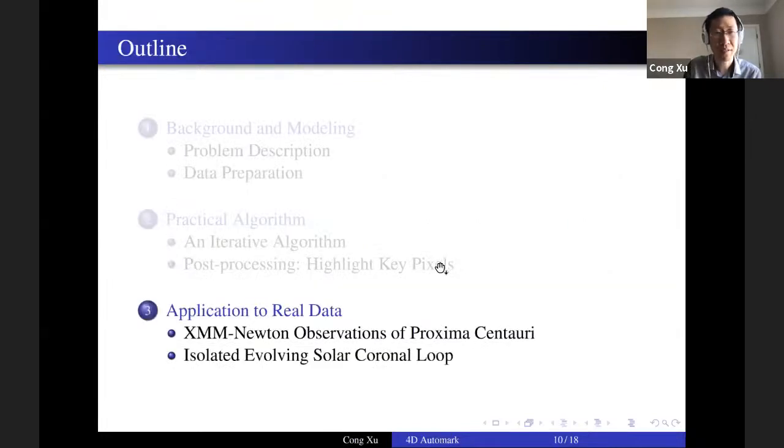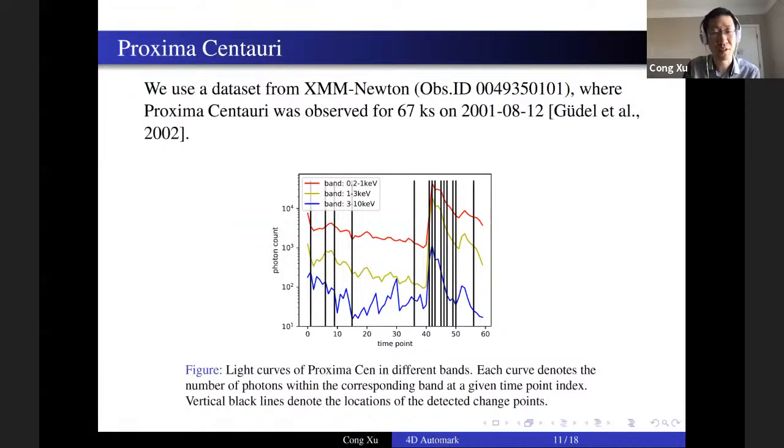And so finally, let's share some real examples. The first one is about Proxima Centauri, and look at this light curve. We have 3 energy bands, so we have 3 curves here. The vertical black lines denote the detected change points. And notice that the y-axis is on a logarithmic scale.